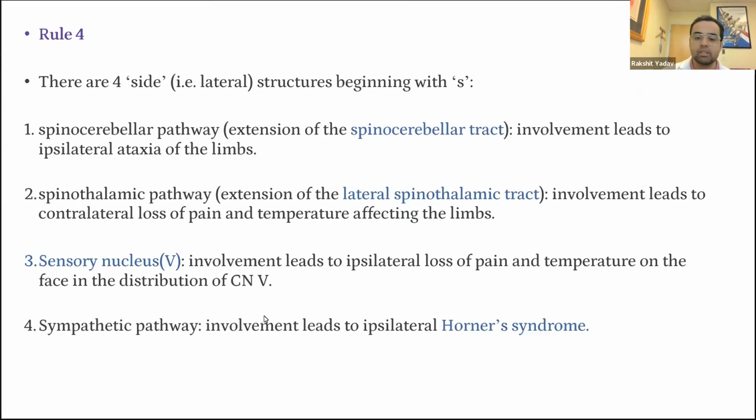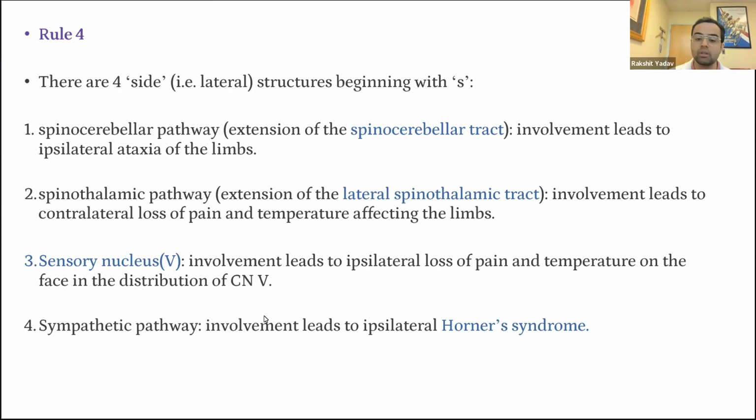Then the fourth rule says that there are four side or lateral structures beginning with S. The first one is the spinocerebellar pathway. This is basically the extension of the spinocerebellar tract, and involvement of this leads to ipsilateral ataxia of the limbs. Then you have the spinothalamic pathway, the extension of the lateral spinothalamic tract. So obviously it leads to contralateral loss of pain and temperature affecting the limbs.